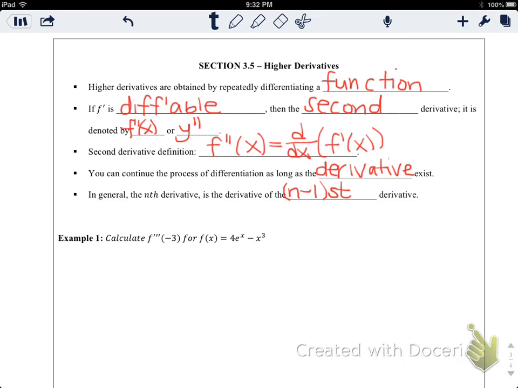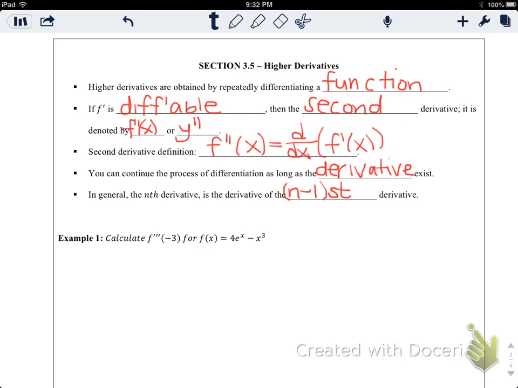Okay, so what I would suggest now is that you pause the video and fill in the blanks on your sheet and then play it, because I'm just going to go through this rather quickly. Okay, so now we're getting section 3.5. It's rather a short section, so it shouldn't take us too long. It's dealing with higher derivatives.